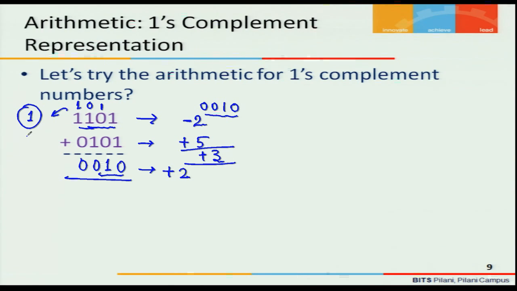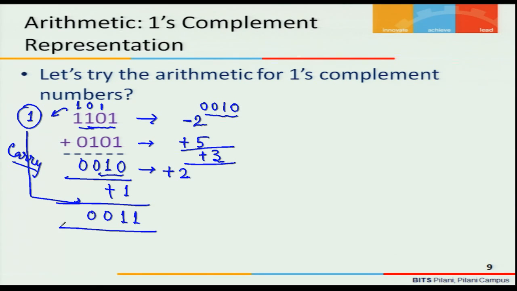If this final carry, let's say I add it here, this is the carry which is generated by the last column of the number. If I add it, then I am getting the correct result. So here you can easily understand that there is one additional addition I need to perform: the final carry, if it's generated, has to be added to get the correct result.